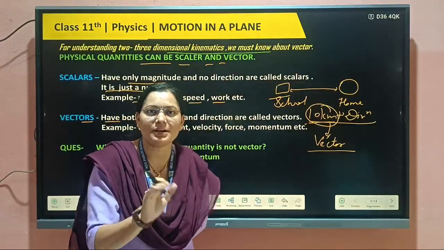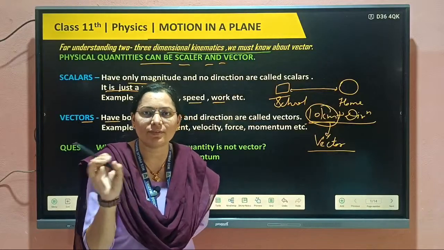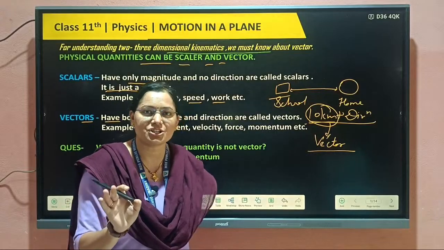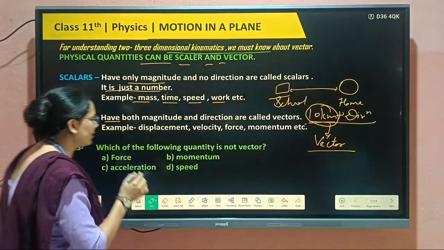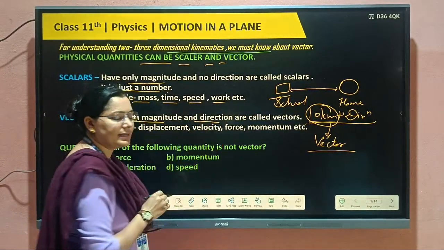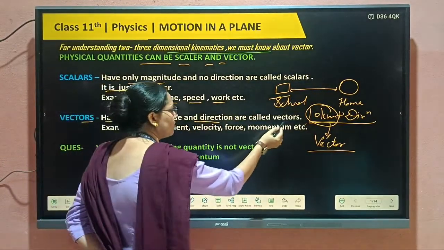अगर आप 10 किलोमीटर ट्रैवल भी कर रहे हैं, but not in a way that we know which direction we are going, 10 किलोमीटर आपने ट्रैवल किया बट बिना डायरेक्शन के, then we will call it scalar quantity. Okay, so vector having both magnitude as well as the direction, then we will call it vector quantity.